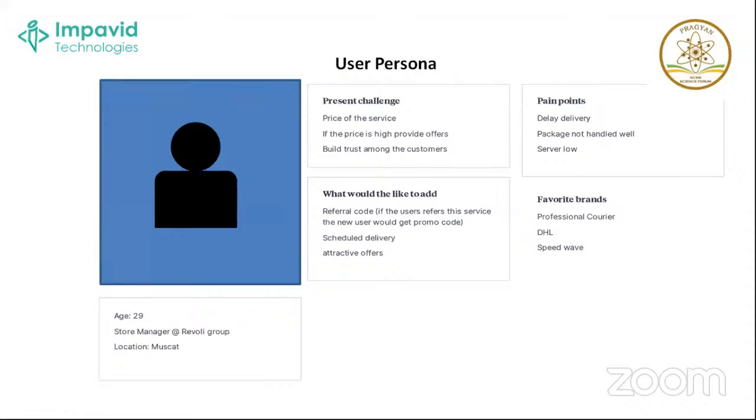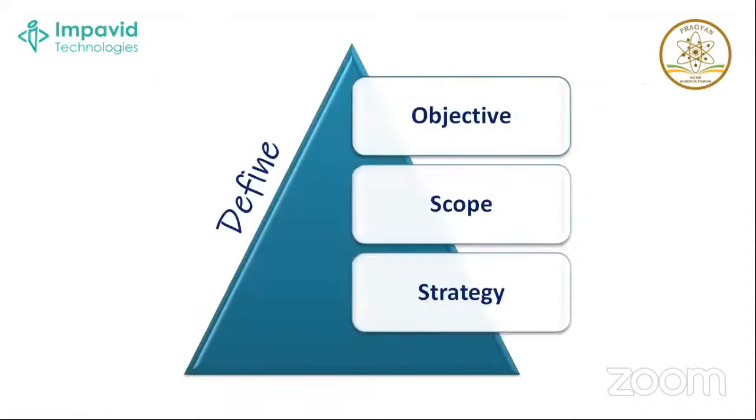Once you have the user's requirement and the client's requirement, the next stage is define. You define what the objective is. Now you have the consolidated information of the user and the client. So based on all these parameters, define the objective, define the scope in such a way that these objectives are met, and then decide the strategy.